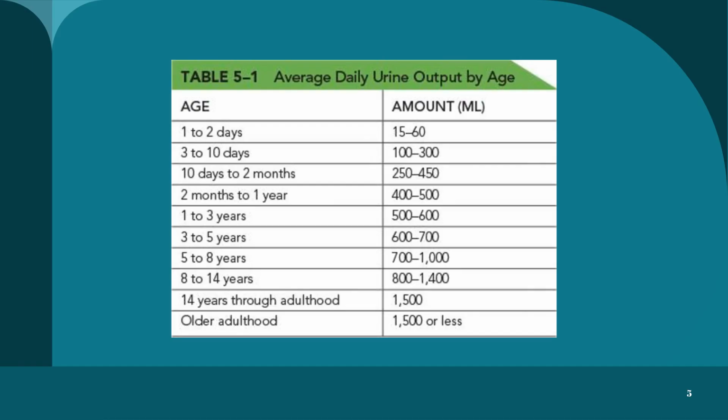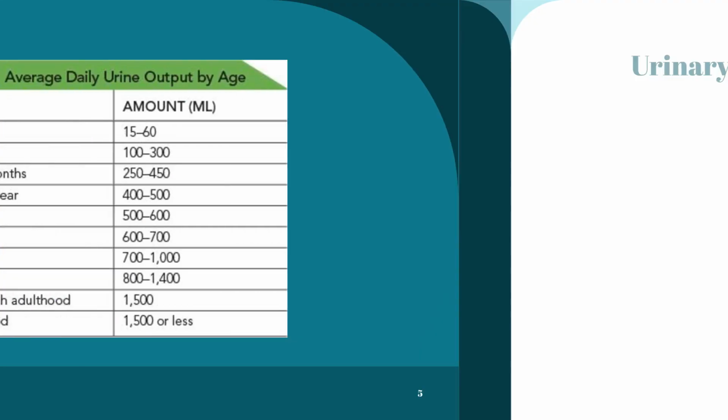This table shows the average daily urine output by age, ranging from 15 to 60 milliliters for a 1- to 2-day-old infant, up to 1,500 milliliters or less for older adults.